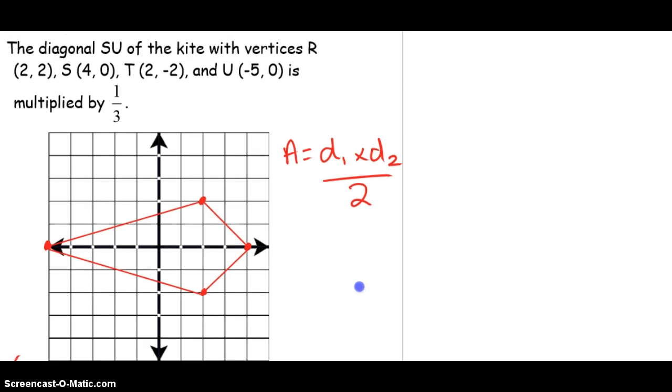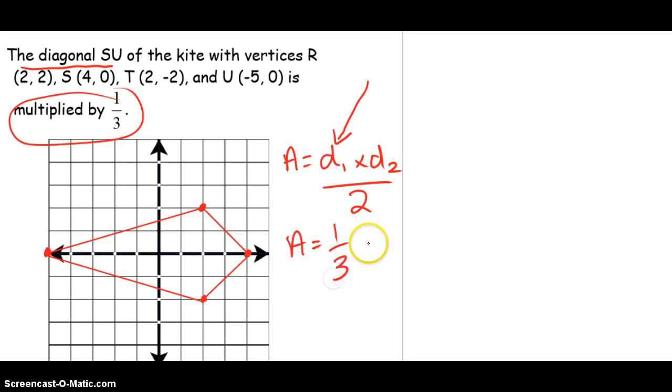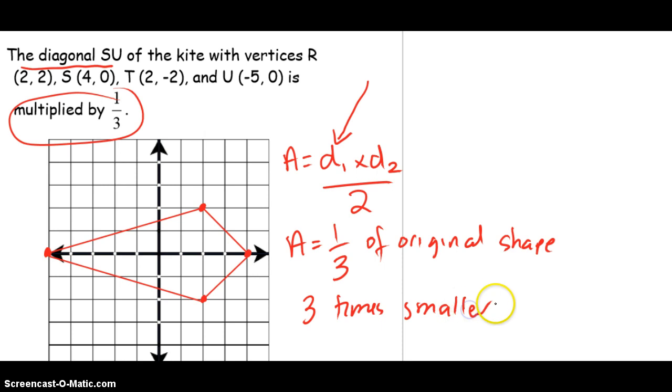Now, what have they asked you to do in this question? Well, they've said to multiply the diagonal by 1/3. So that's this right here, just one of the diagonals by 1/3, which means the area of the new shape is going to be 1/3 of the old shape, or original shape. Another way you could say that is it's going to be 3 times smaller, because 1/3 is the same as 3 times smaller, isn't it?